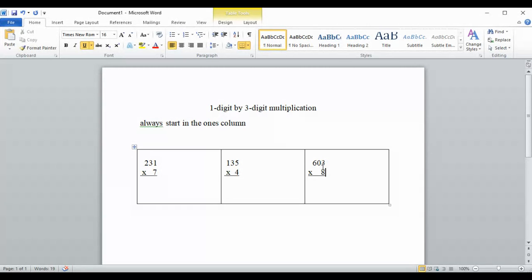And this is the standard algorithm, which means this is kind of the normal way of doing things, the traditional way. All right, so we're going to begin right here. 7 times 1. 7 times 1 is 7. And then we're going to multiply by the tens digit. 7 times 3, that is 21.